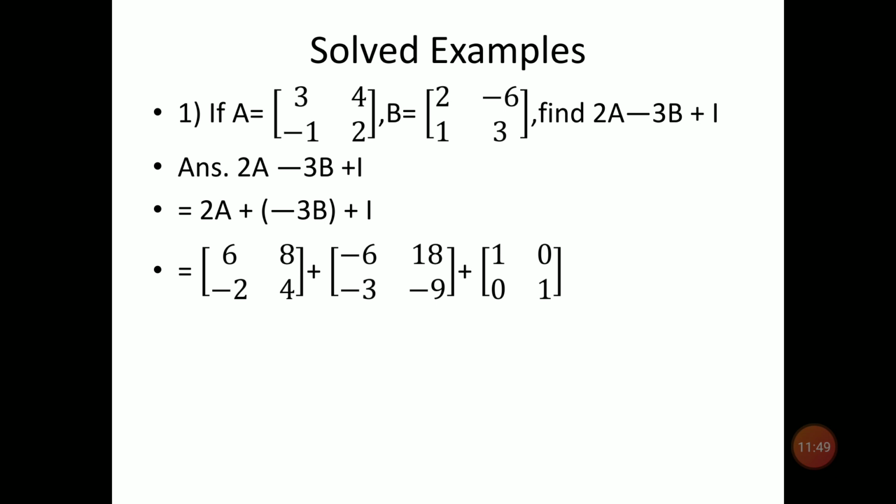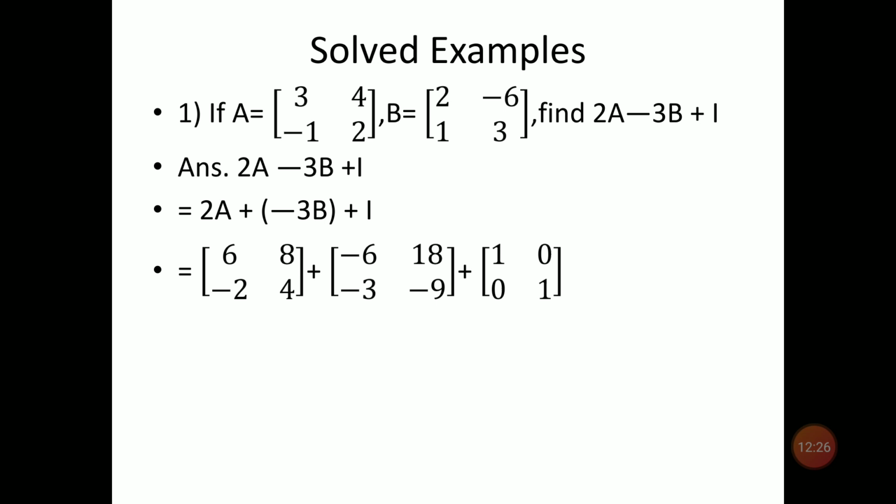So here you multiply minus 3 by 2, that becomes minus 6. Then minus 3 into minus 6, minus times minus becomes plus 18, and therefore here you get 18, and so on. And then lastly plus I. So I is what? I is nothing but the identity matrix. Identity matrices are of different orders, but since here A and B are square matrices of order 2, you must take I also of order 2.